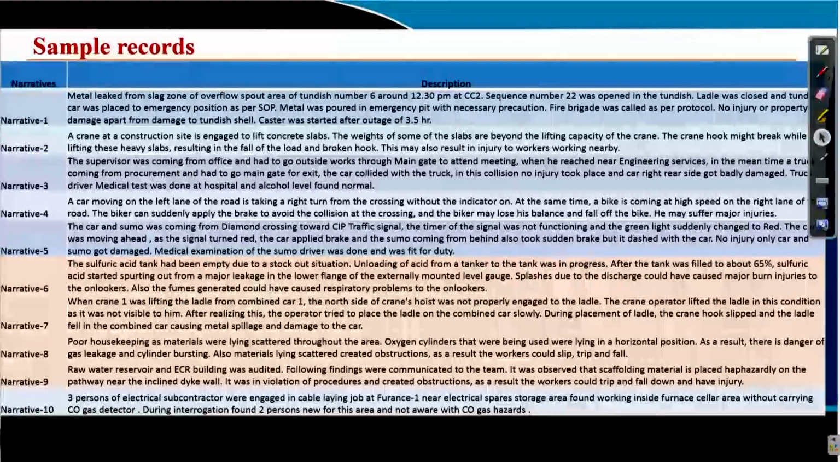I'll start with some narratives. We have jotted down 10 narratives taken from some source, and intentionally we kept the narratives only a few sentences, so that we will be able to handle it within this kind of lectures.